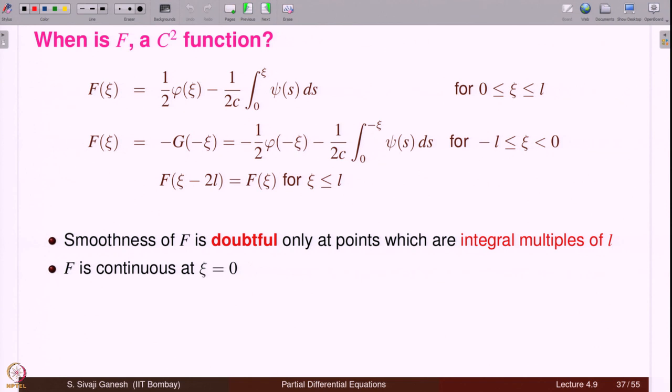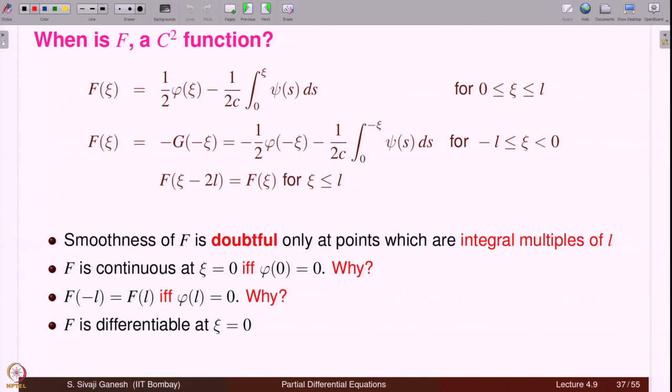So, f is continuous at xi equal to 0. That means, let us see, here xi is greater than or equal to 0. So, you pass to the limit as xi goes to 0, what do you get? This integral term goes off, what you get is half phi of 0. And from here you get half minus half phi of 0. Both have to be the same if f is continuous, which means phi of 0 is 0. Now, these are all similar considerations: f of minus l equals f of l if and only if phi of l is 0.